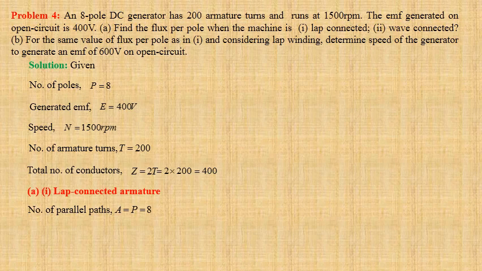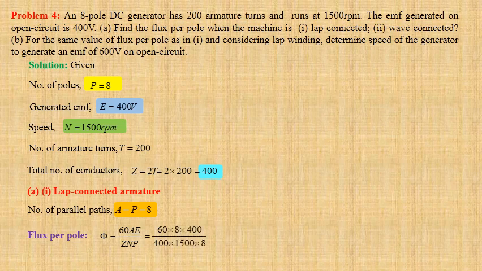Expression for generated EMF: E equals ϕZNP divided by 60A. Therefore, expression for flux per pole ϕ equals 60AE divided by ZNP, that is equal to 60 into 8 into 400 divided by 400 into 1500 into 8, that gives us 0.04 Weber.